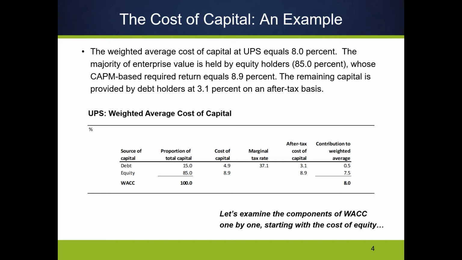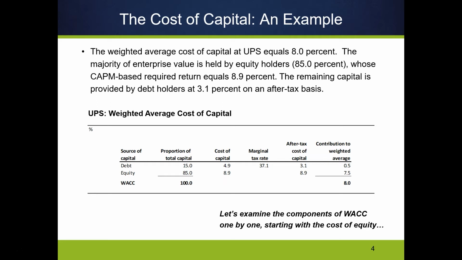In fact, dividends give rise to what we call corporate double taxation, where the company pays taxes before it distributes dividends, and then shareholders pay taxes on the dividends they receive. So there's actually a tax disincentive to paying dividends. So the after-tax cost of capital is not any different for equity. It's still 8.9%, but for debt, it's 3.1%. Because at the time, the marginal tax rate for UPS was 37.1.